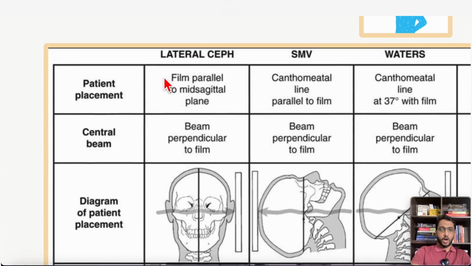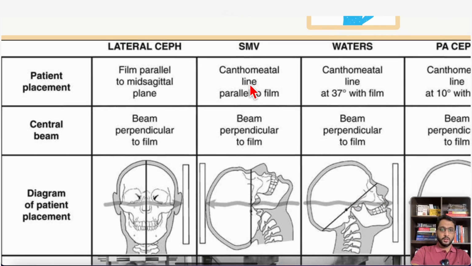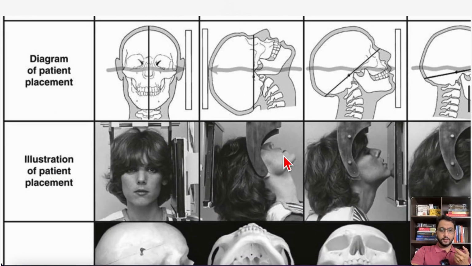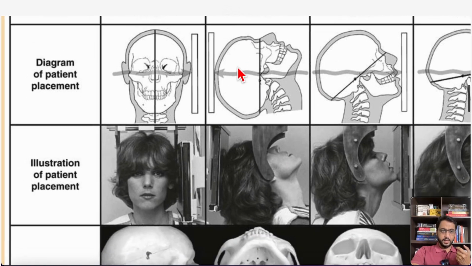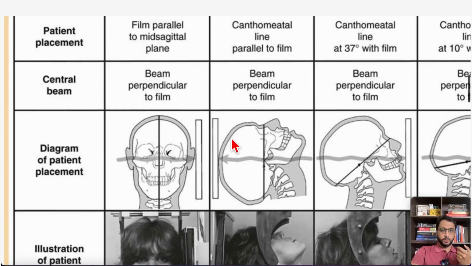And how do you place the patient? The patient is placed in such a way that the cantomeatal line is parallel to the film. So this is a film, and you have to place the patient where the cantomeatal line is parallel to the film, like it has to go like this, the same as you can see there. This is how you place the film, and you just pass the X-ray beam. Again, the central beam is perpendicular to the film always.